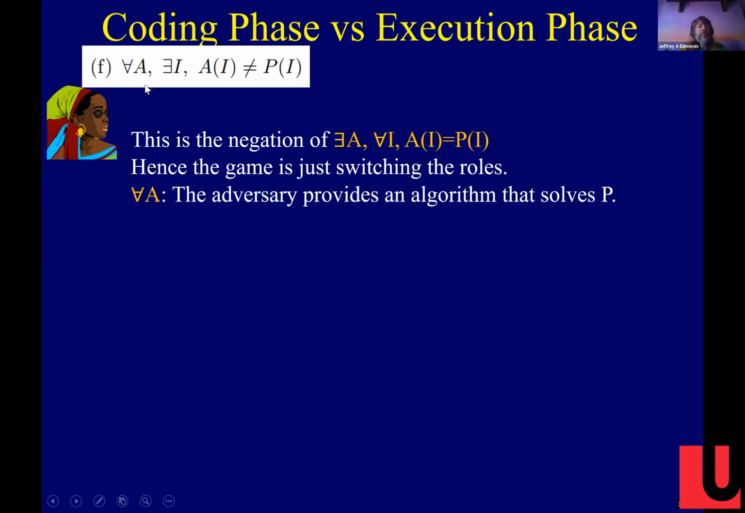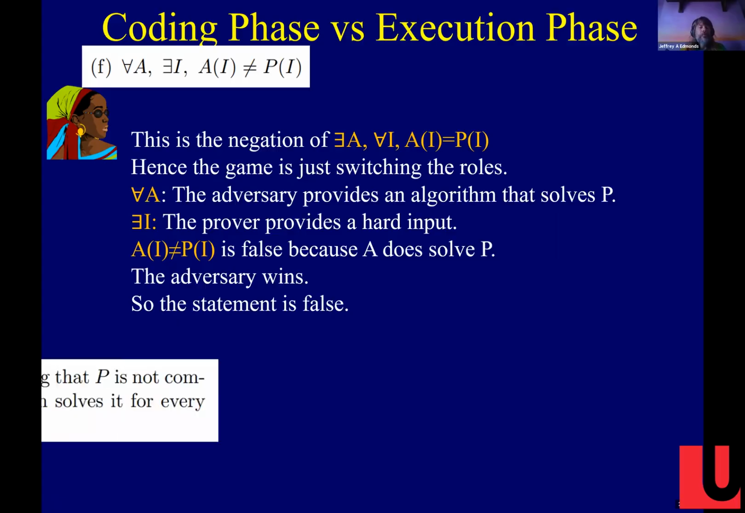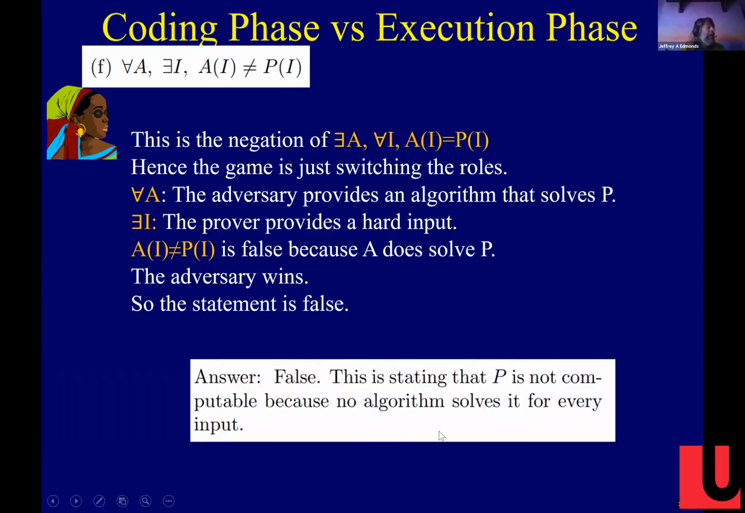For all A, the adversary provides the algorithm, and then the prover comes up with an input, and it has to be false. So here at some point I assume that P was computable. It's stating that P is not computable, no algorithm solves it. All right, everybody follow those examples?